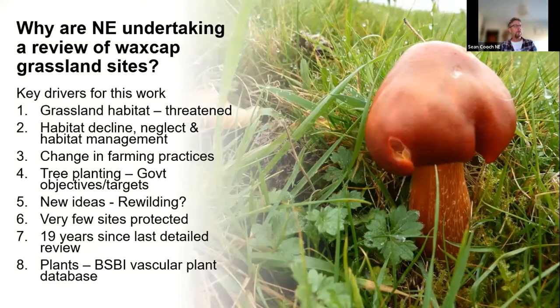And finally, rather usefully, from a plant point of view, the plant people were effectively looking at a vascular plant database, with BSBI, and Natural England working with the Botanical Society of Britain and Ireland to develop a heat map of where all the records for plants are. And that was a bit of a catalyst where we thought if they can do it for plants, we can do it for fungi. So we piggybacked a little bit on some of their work and then developed it for fungi ourselves.